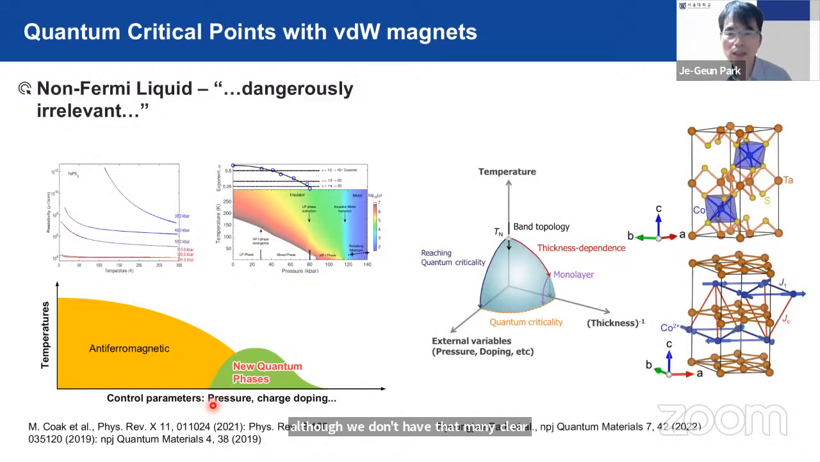The other direction is studying topological physics, and this can be done. As we reported early this year on one particular compound, there are systems that host non-trivial band topology in a magnetic system. So this is probably one of few examples of a topologically non-trivial magnetic state.